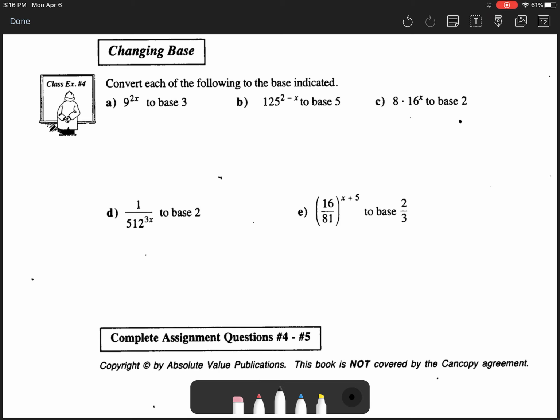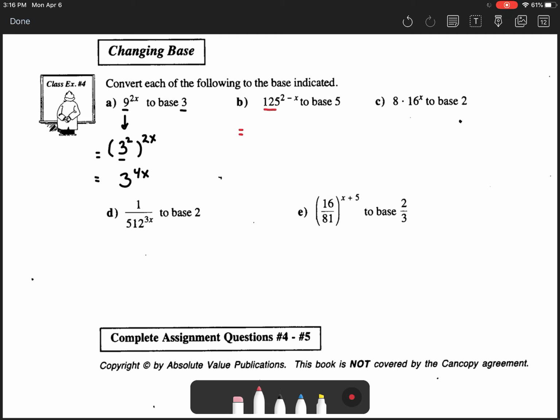Changing the base. Convert each of the following to the base indicated. In A, the base I have right now is 9. They want it to be 3. So here's what happens. I take that number 9, and 9 is actually 3 squared. I use the number they want, 3, as the base. So 3 squared, that's my 9. But 9 is still to the exponent of 2x. So I have a power raised to another exponent, so I multiply the exponents together. And there's my final answer, 3 to the exponent of 4x. I started with 9 to the exponent of 2x, but now I have 3 to the exponent of 4x, a base of 3, which is what they wanted.